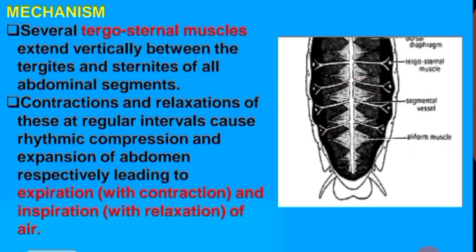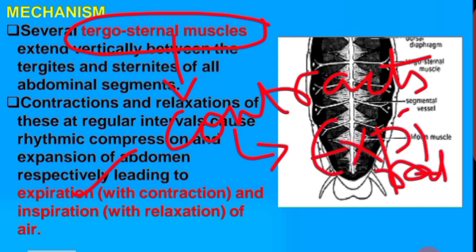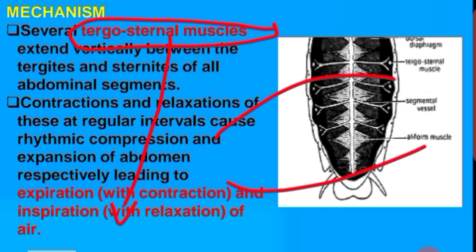So, during expiration, what will happen? The pterygosternal muscle contracts. Then the body cavity gets less area, and it expels the air. That process is called expiration. What about inspiration? During inspiration, the pterygosternal muscles relax and the body expands. Then the air enters inside the body of the cockroach. That is called inspiration.